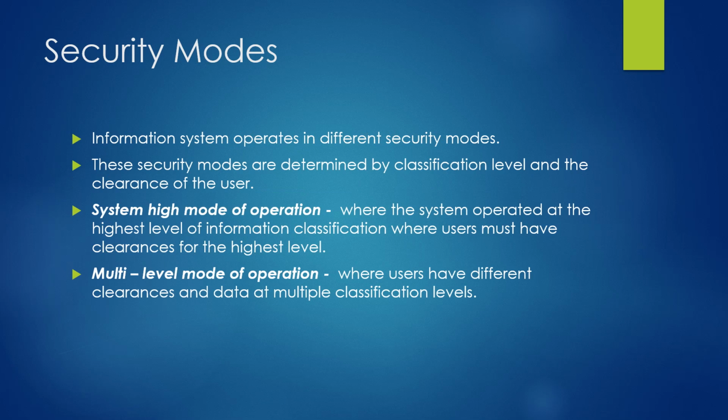We have the system high mode of operation. This is where the system operates at the highest level of information classification, where users must have clearances for the highest level. So this is a very high mode of operation and special access is required in this mode. This mode basically gives special access at higher levels. Multi-level mode of operation. This is where users have different clearances and data at multiple classification levels.